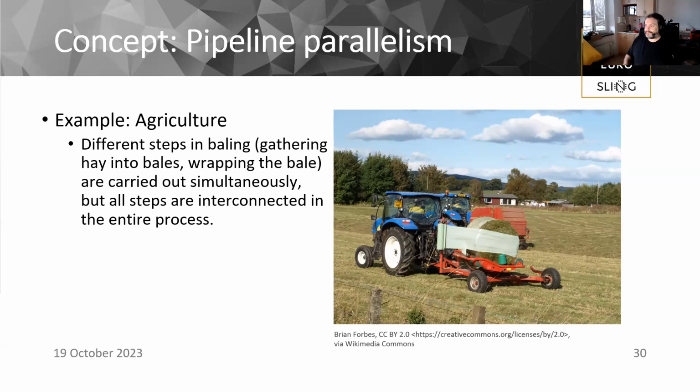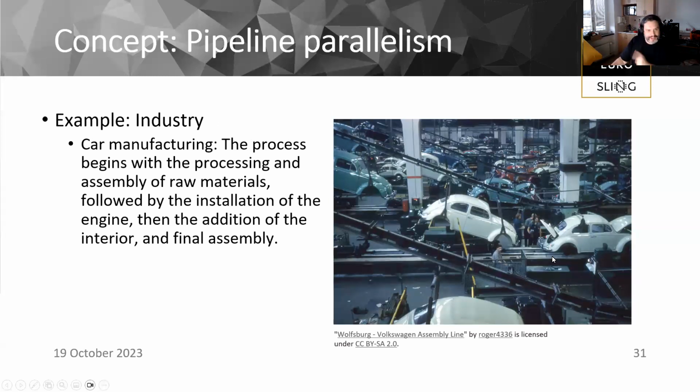These balers can be big long machines, and at the same time they're grabbing it, at the same time they're pushing it together, and at the same time they're wrapping it. So this is a pipeline. Why pipeline? It is a pipe, a line in a pipe. Things go through a pipe in order. A very good example of what we call in computer science pipeline parallelism is an actual modern production line.